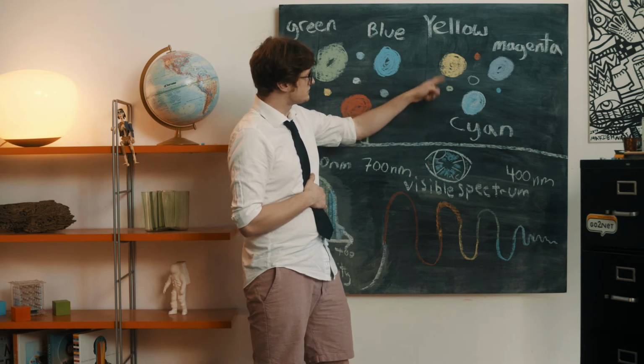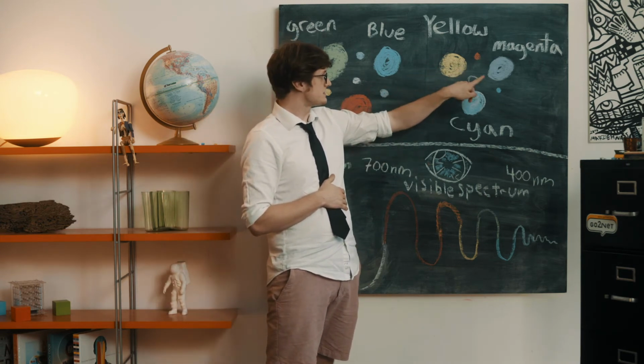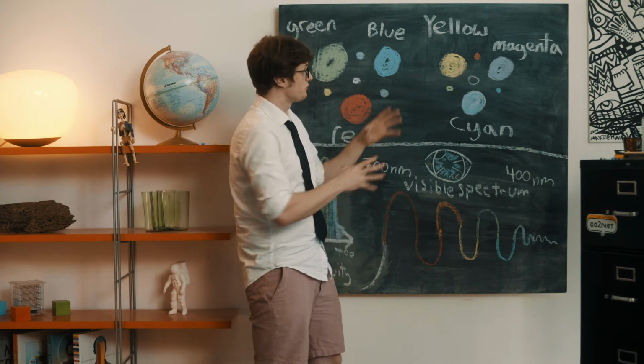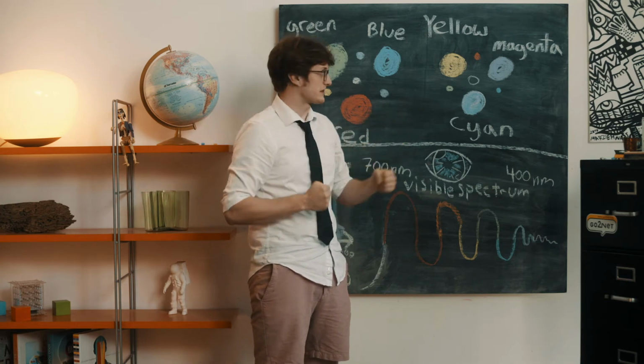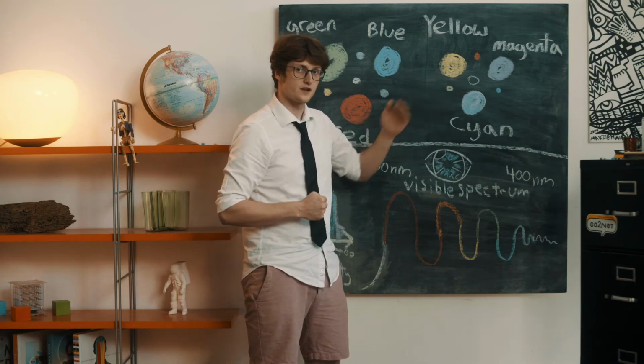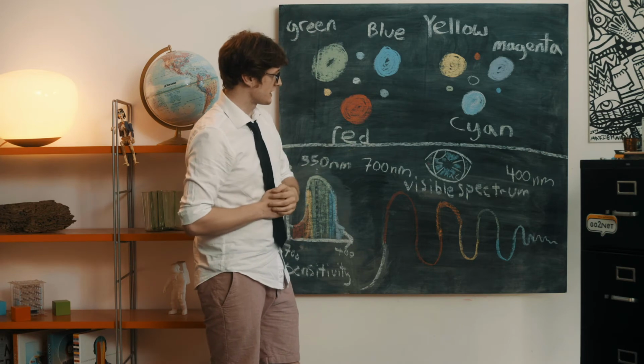When we mix these two together, we're going to end up with green, and when we mix these two together, we end up with blue. And when we mix them all together, we're absorbing all of the spectrum, and that's why we get that black. Okay, so that is the additive and subtractive.